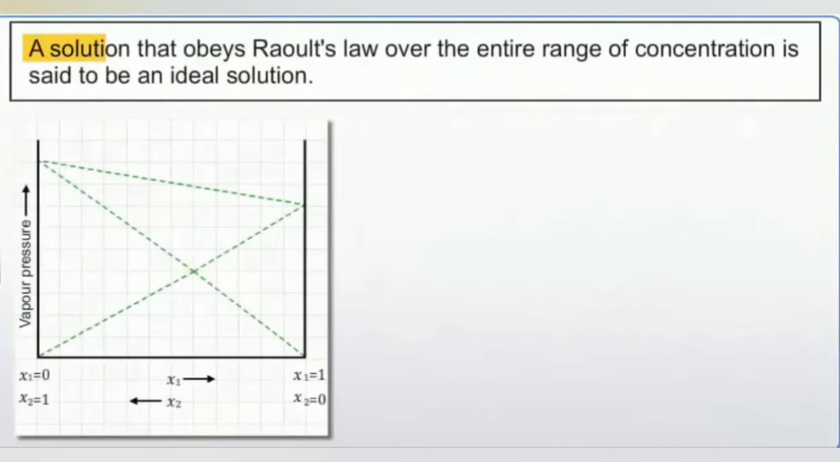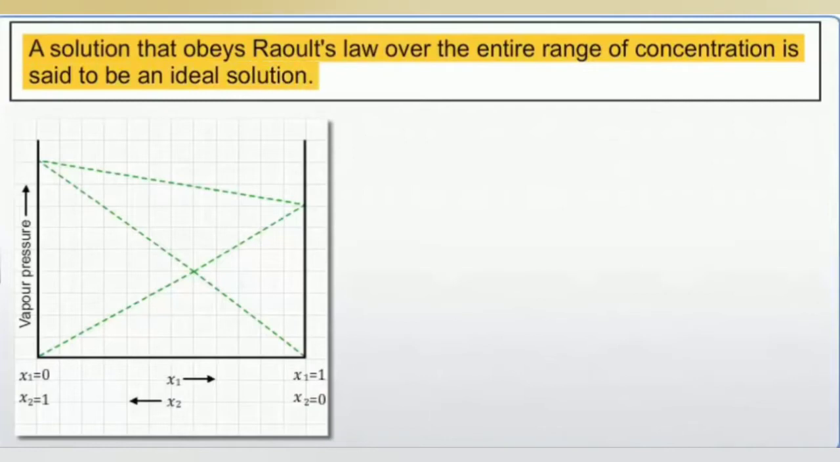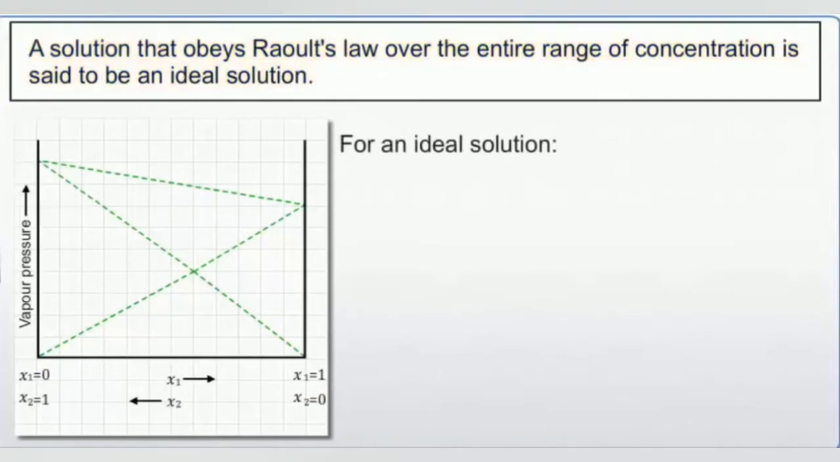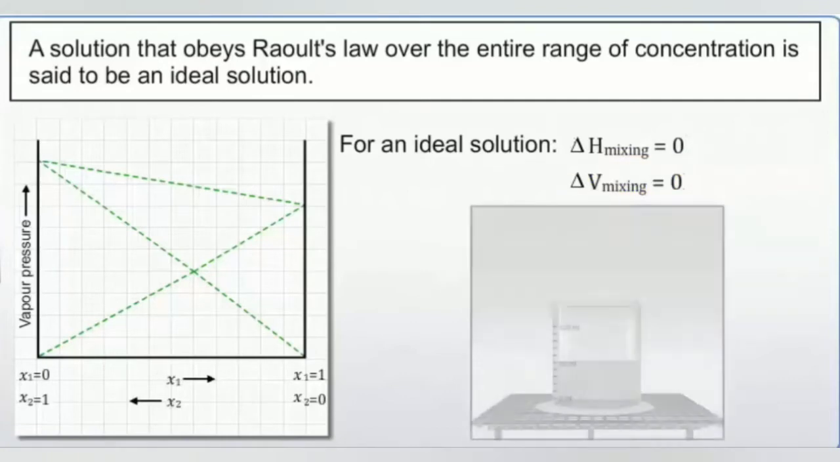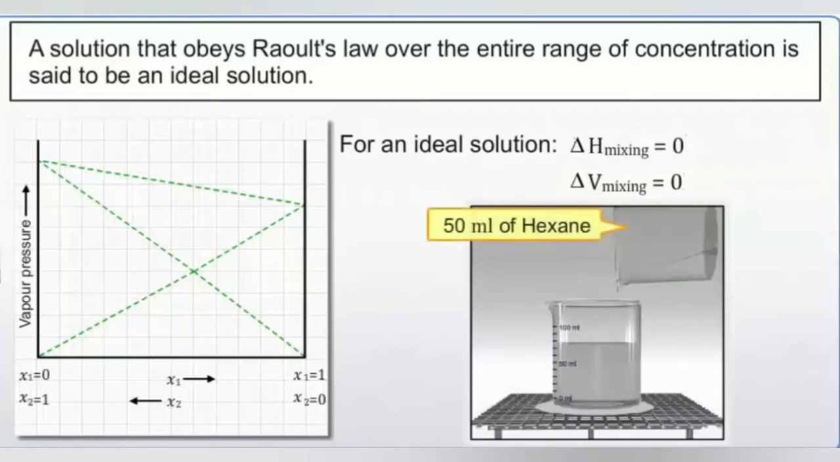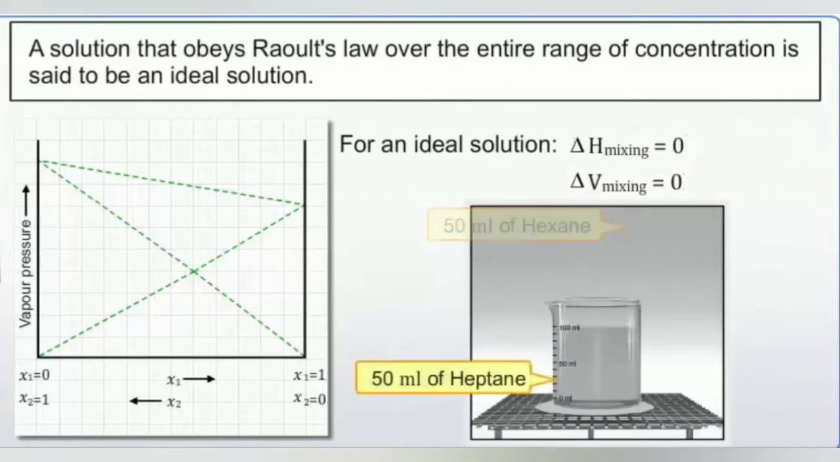The solution that obeys Raoult's law over the entire range of concentration is called an ideal solution. For an ideal solution, the enthalpy of mixing and the volume of mixing of the pure components are zero. This implies that no heat is evolved or absorbed, and there is no change in volume on mixing of the two components. For example, if 50 milliliters of hexane is mixed with 50 milliliters of heptane, the volume of the solution obtained is exactly 100 milliliters and no heat is evolved or absorbed in this process.